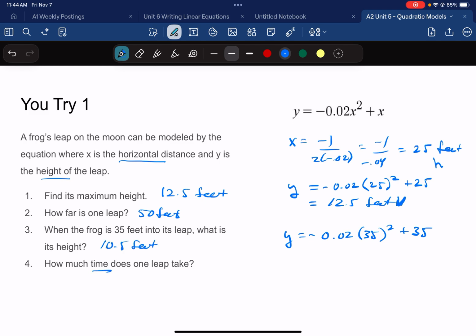And this last question, how much time does it take to do one leap? We can't answer that. This question is not about time in this case. It was height and horizontal distance covered. Okay.